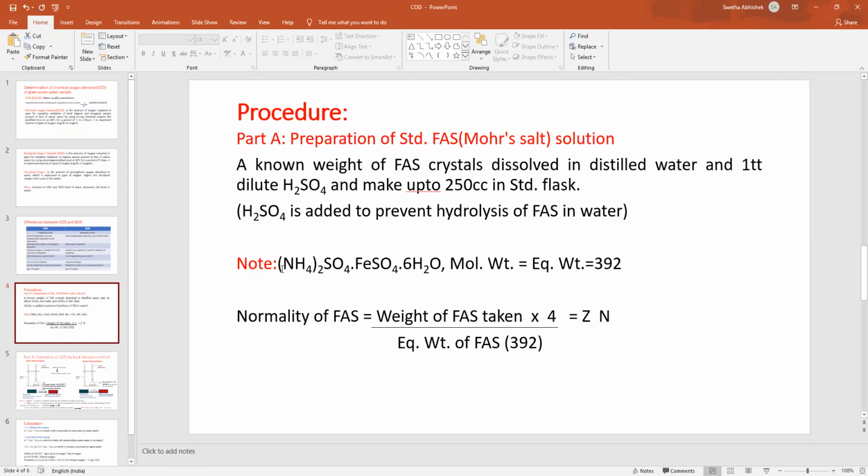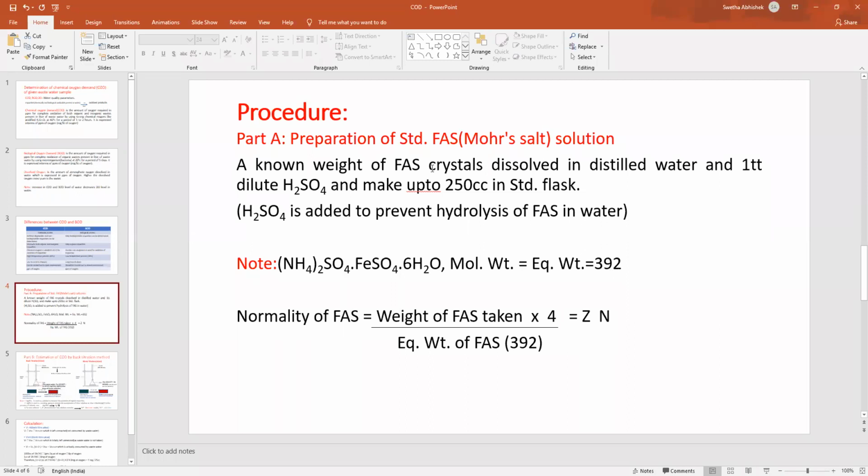So what is this FAS? What is this Mohr's salt? FAS means ferrous ammonium sulfate, which is a double salt. Double salt means it is a combination of ammonium sulfate and ferrous sulfate with 6 moles of water. So what is the molecular weight of FAS? The molecular weight as well as its equivalent weight is equal to 392.